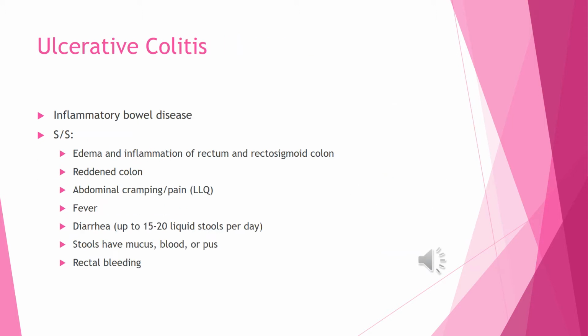The first topic is ulcerative colitis, and this is an inflammatory bowel disease. There's going to be edema and inflammation of the rectum and the rectosigmoid colon, redness, abdominal cramping, and pain in the left lower quadrant. I talked about in class, there's going to be belly pain with almost all these disorders, but it's defining where it is. In ulcerative colitis, it's the left lower quadrant.